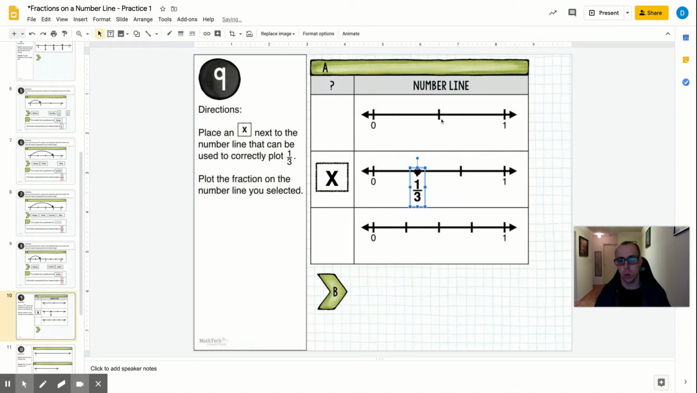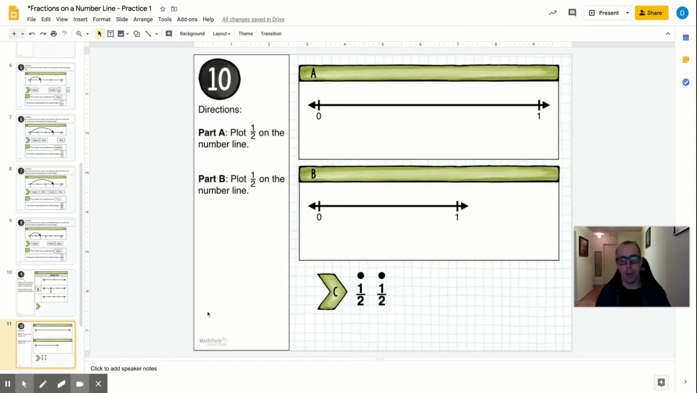So this would be 1/2 and 2/2. This is 1/3, 2/3, and 3/3. And this would be 1/4, 2/4, 3/4, and 4/4. Okay, now you're going to need to plot 1/2 on each number line. 1/2 is a little bit easier to plot.